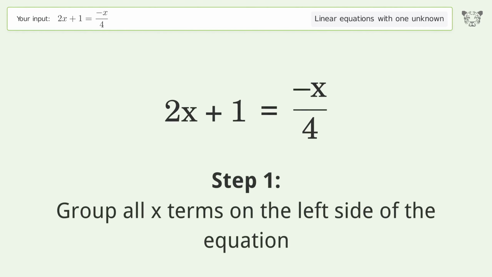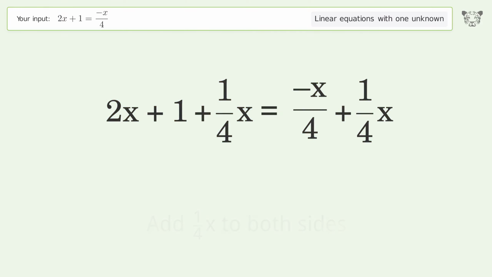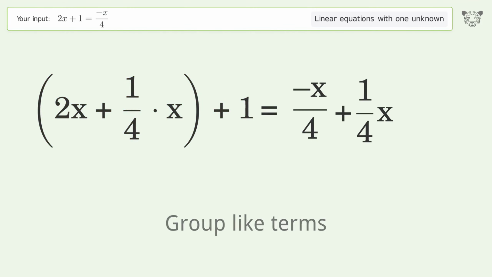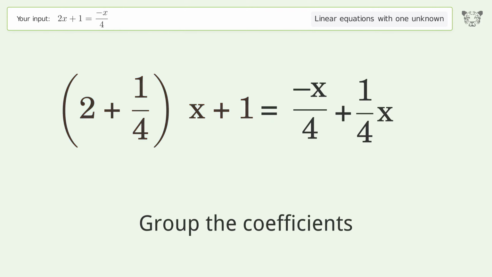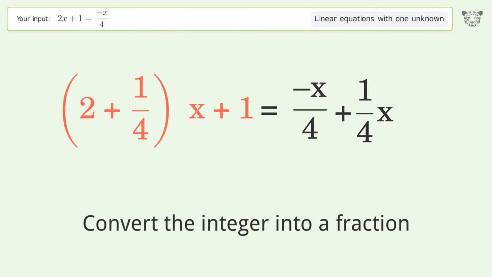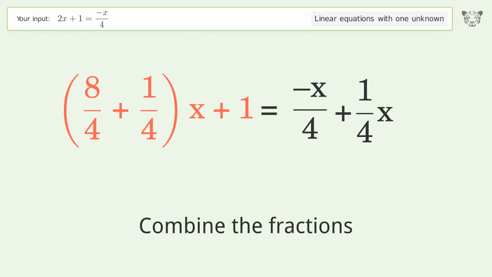Group all x terms on the left side of the equation. Add 1/4x to both sides. Group like terms. Group the coefficients. Convert the integer into a fraction. Combine the fractions.